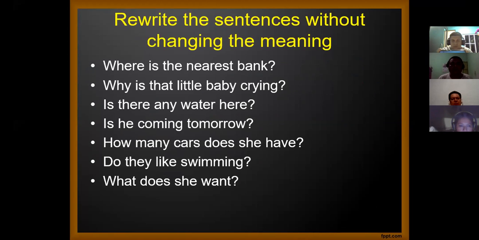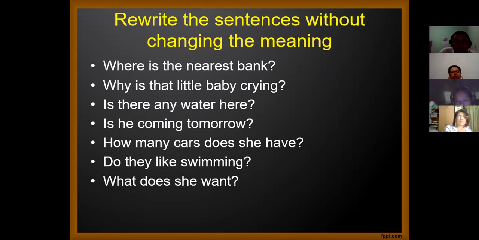Everybody's done? Okay. So go to your groups. I want you, together with your partner, to think of other possibilities using indirect questions. Remember, you may use the phrases: do you know, can you tell me, would you tell me, or I don't know, all the other phrases that we were talking about.